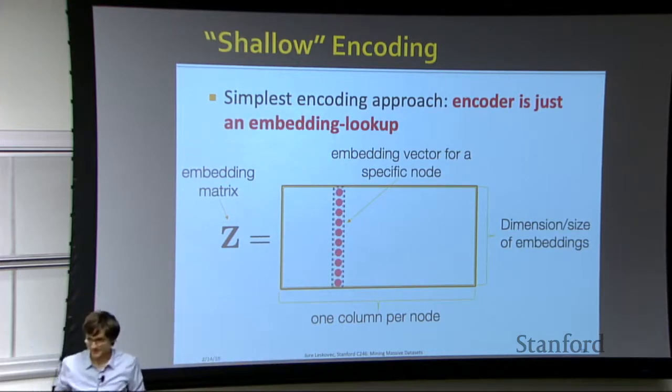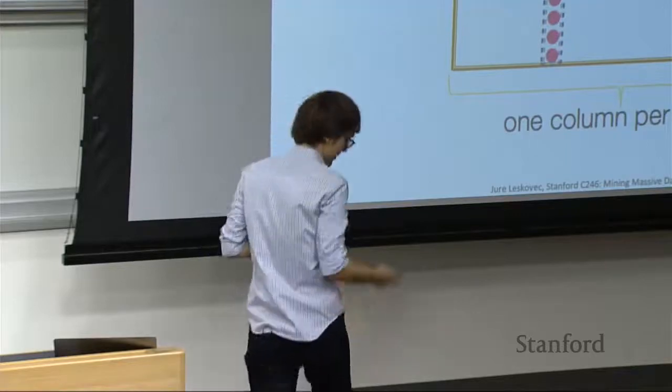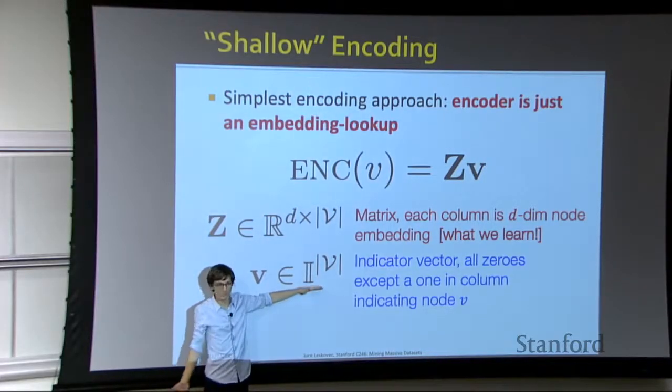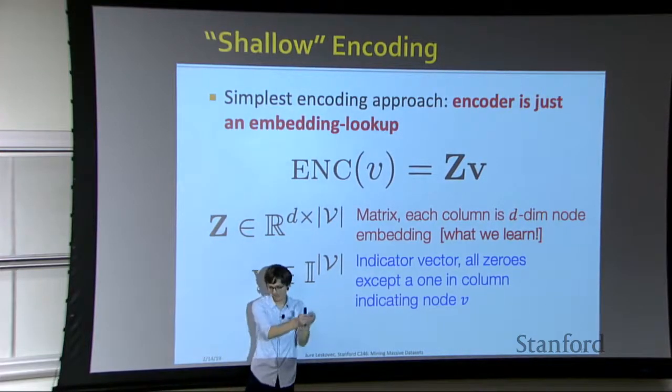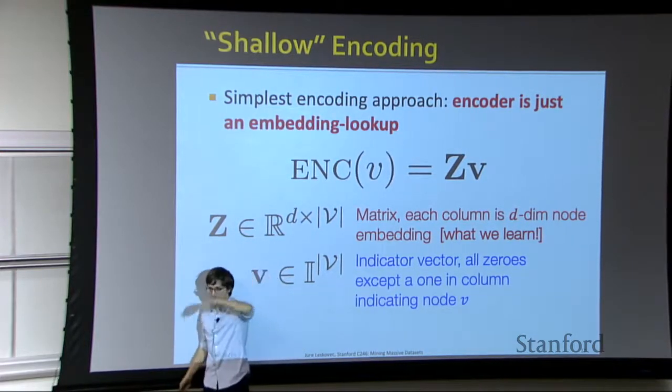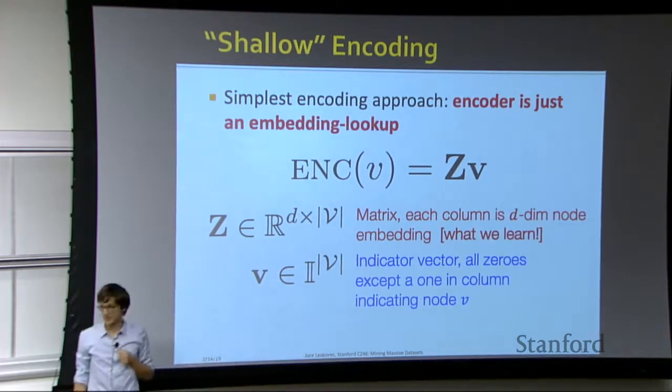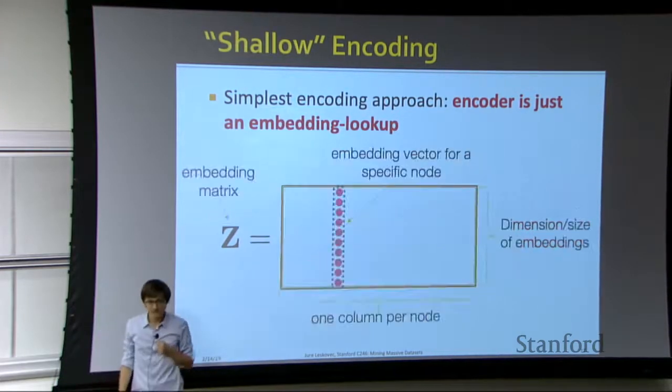Yes? What is one-hot? Indicator vector is one-hot. It's just a technical term to say it's a vector that has all zeros except a value of one at whatever is the index of this node. All right, good question. Great, thank you.